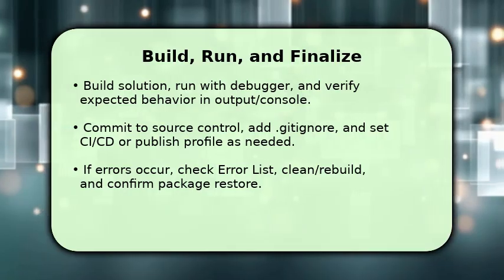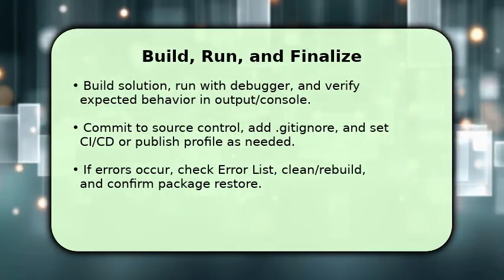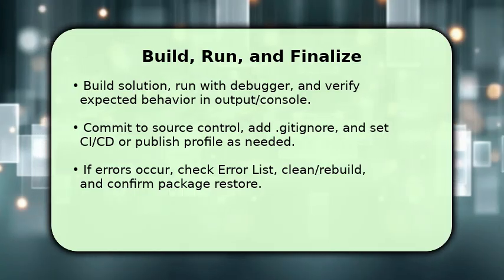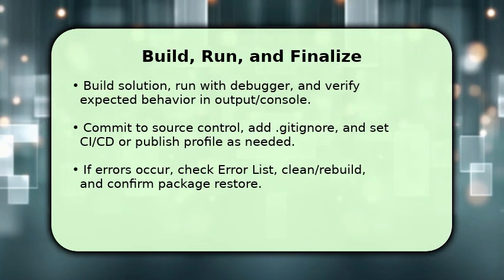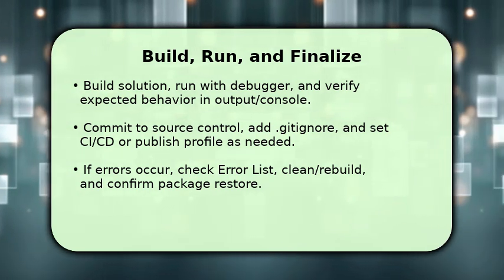If something goes wrong, use the error list and output panes, perform a clean restore of NuGet packages, then rebuild. This often fixes missing references and version mismatches.